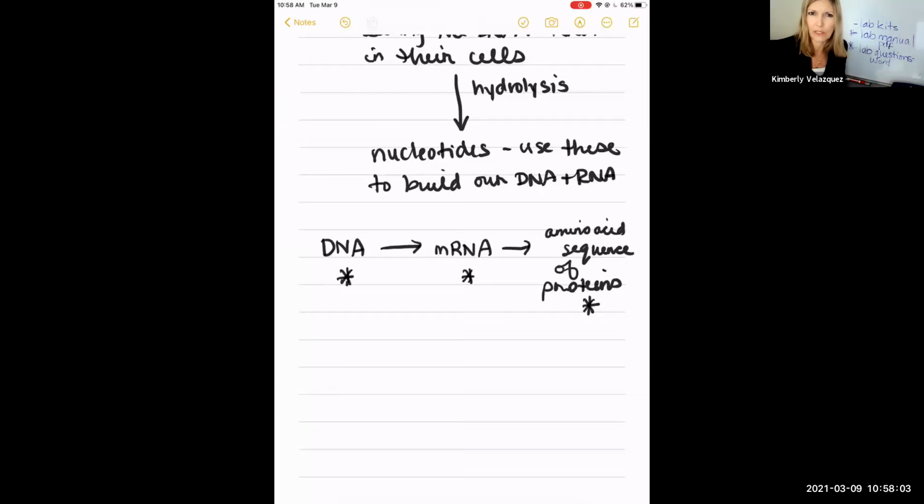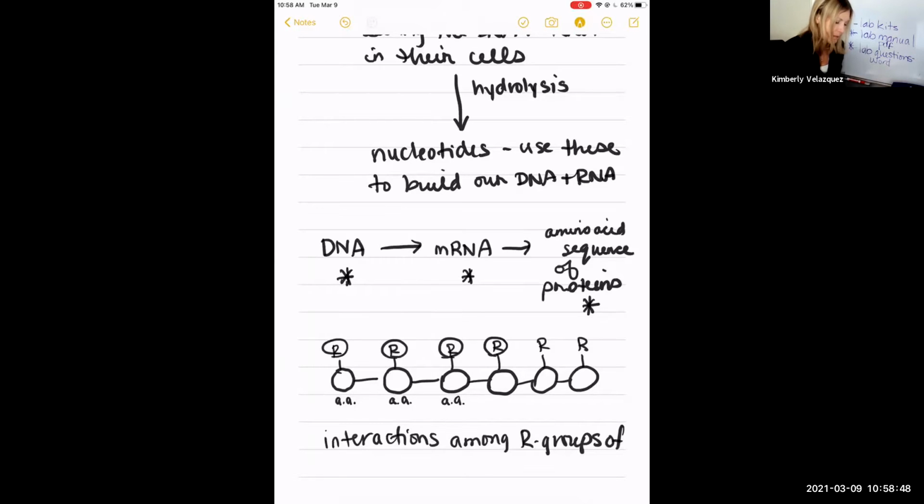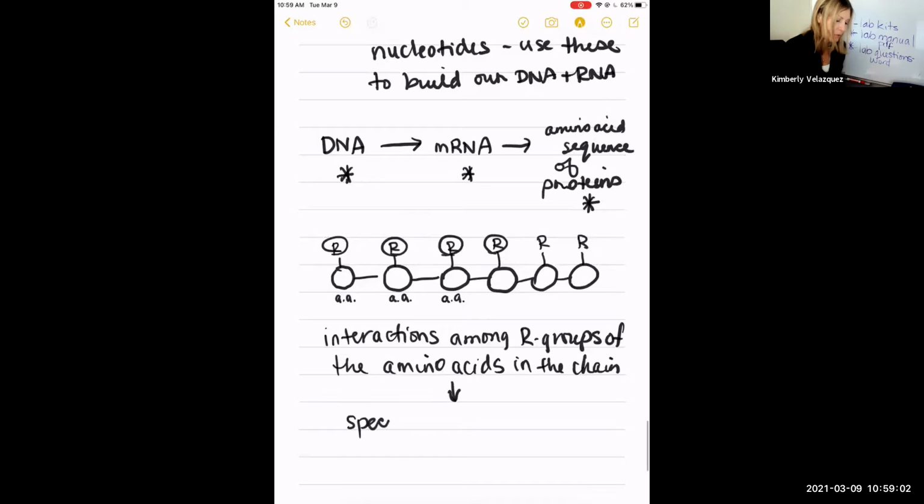So if you haven't watched the lecture videos this week, it's okay. I just want to tell you that those amino acids, so if this is an amino acid, and this is another amino acid, and this is another amino acid, what they all have in common in their structure is something called an R group. For each of our 20 amino acids, that R group is different. And when they all get in a chain, these R groups all start interacting with each other. And it's the interactions among the R groups of the amino acids in the chain that causes the specific 3-dimensional shape of the protein.